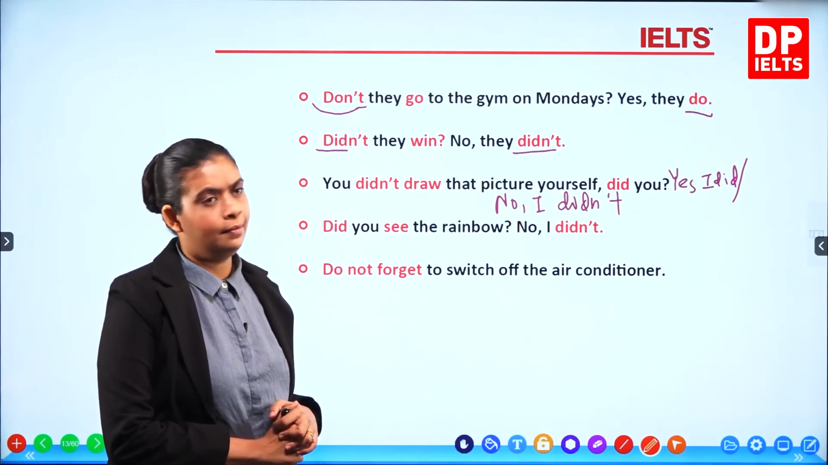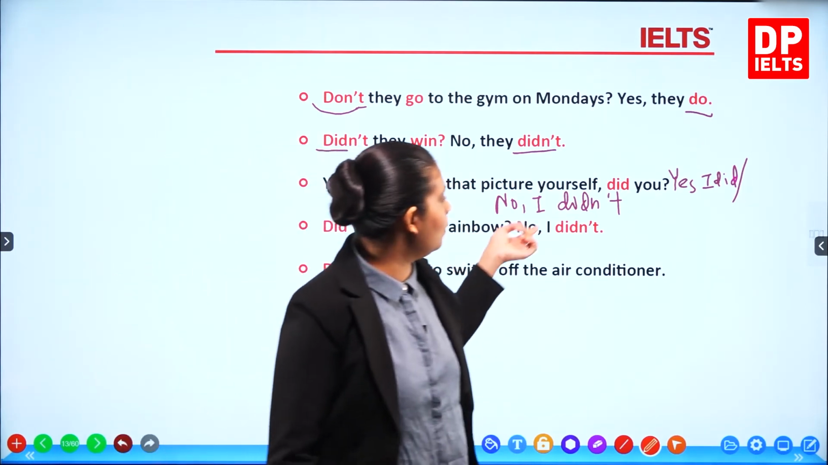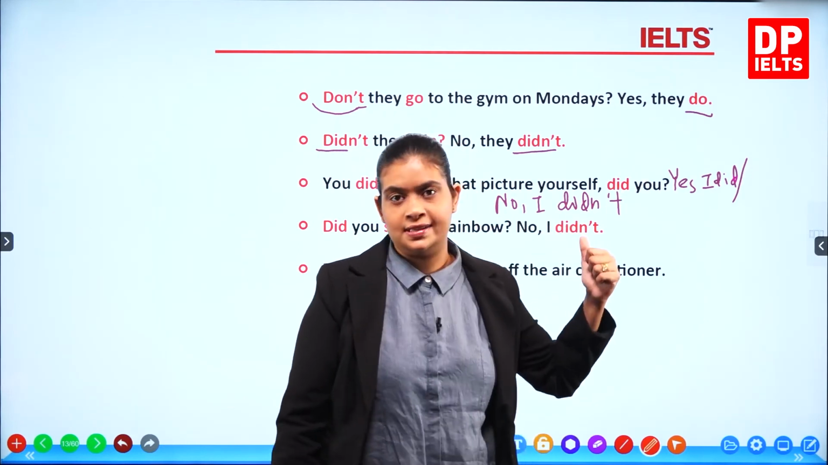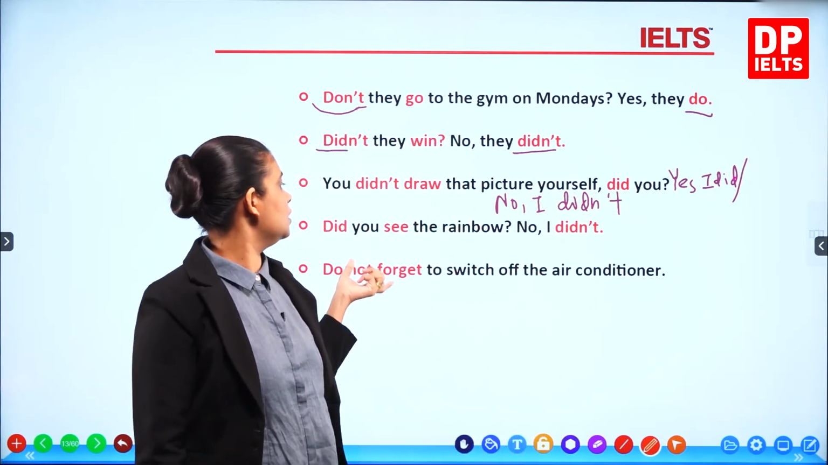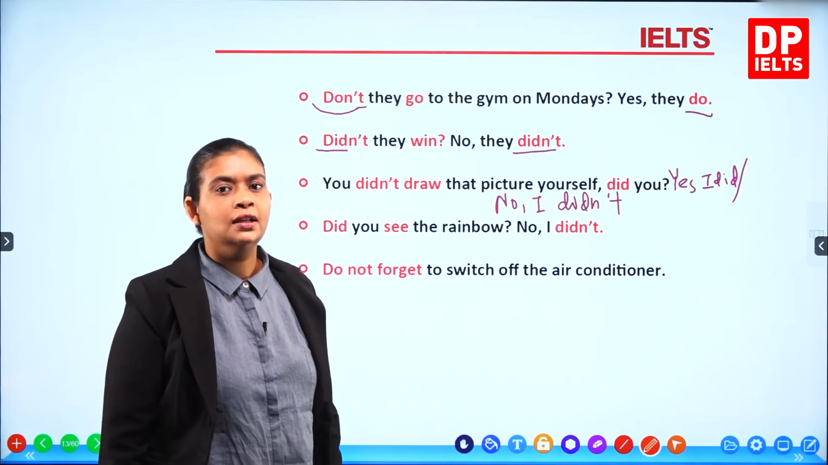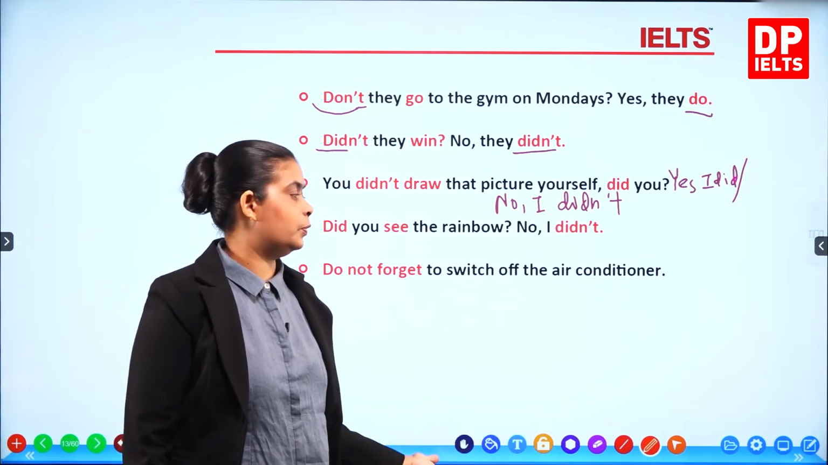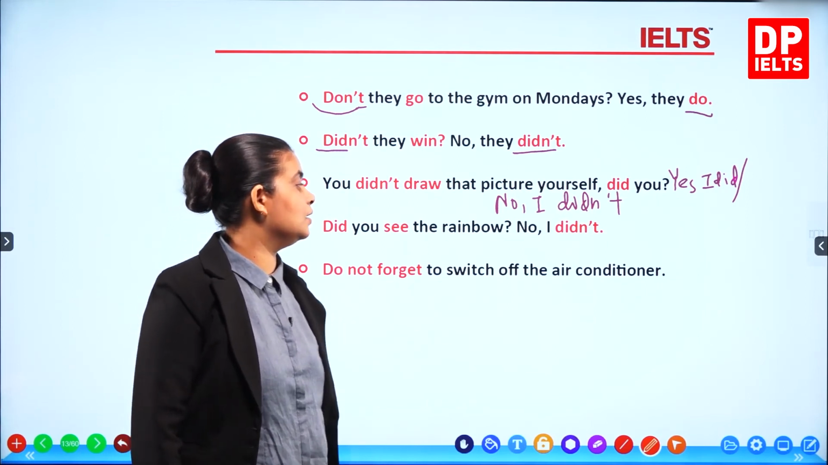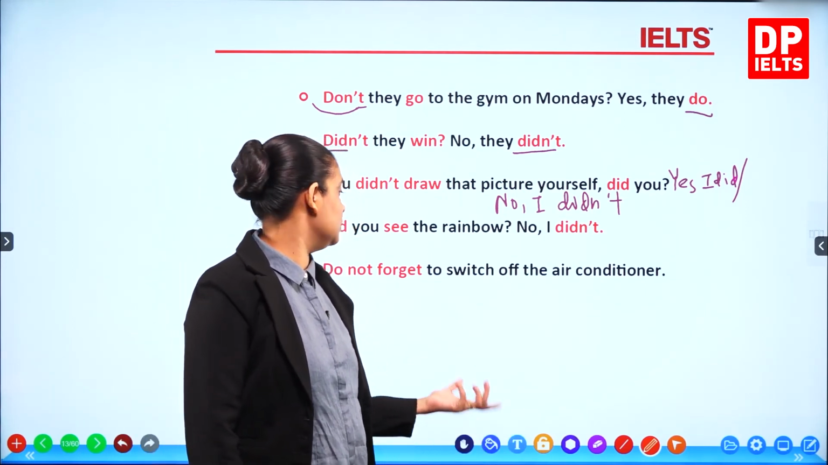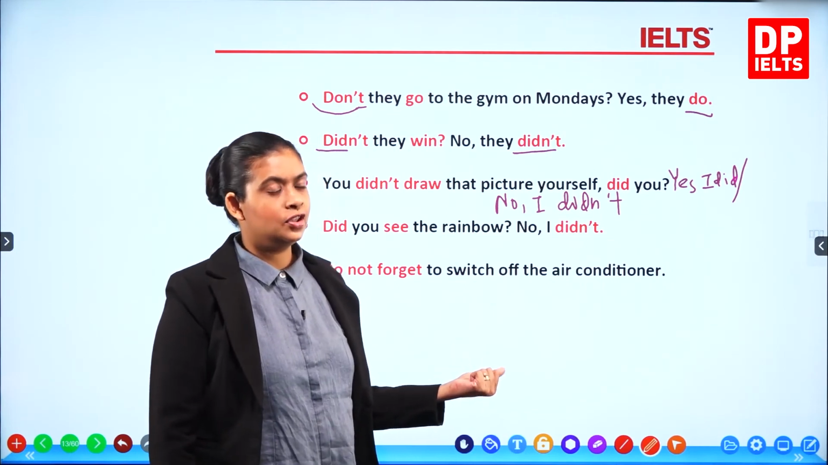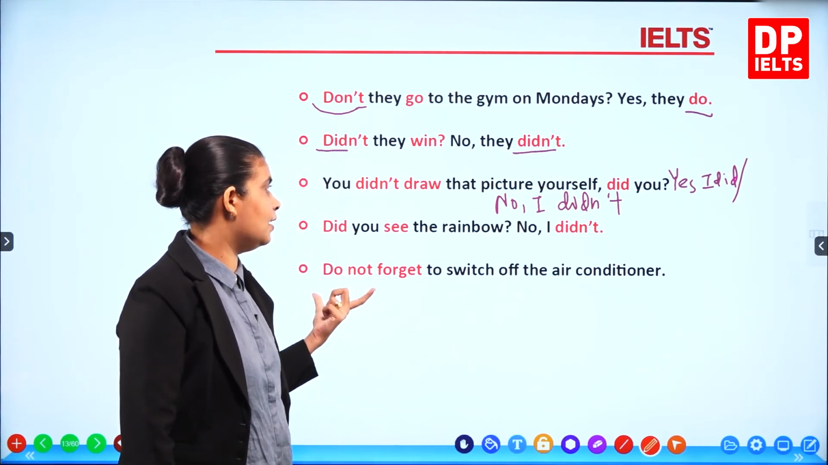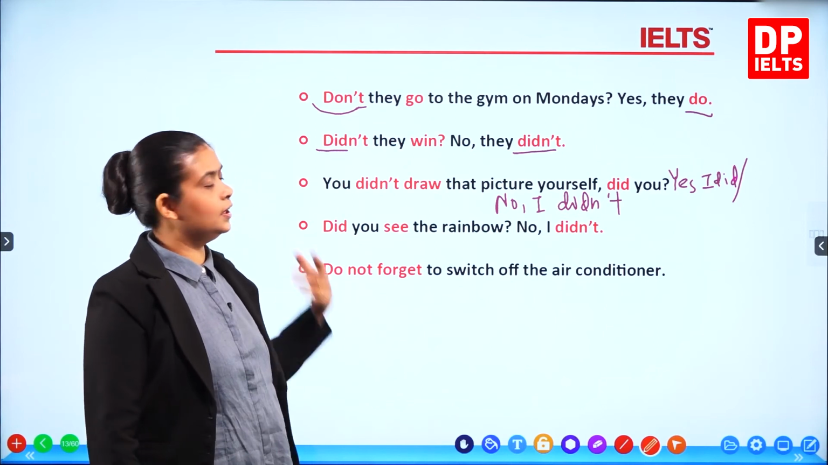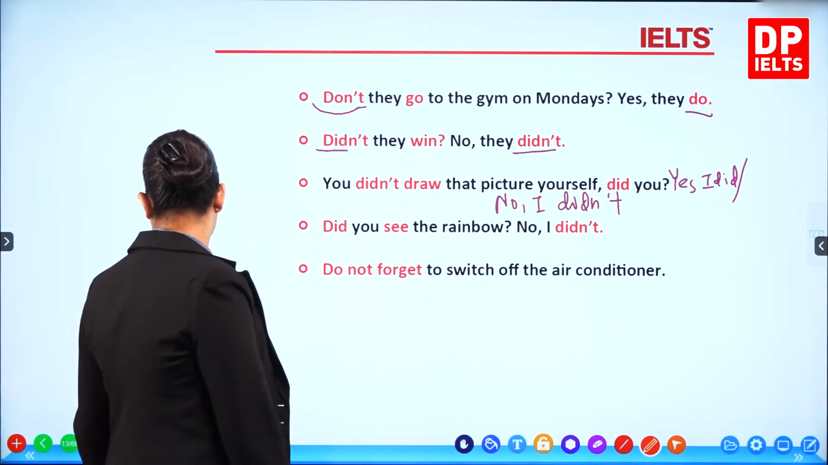You can say no, I didn't, or you can say yes, I did. Did you see the rainbow? You can say yes or no, right? Don't forget to switch off the air conditioner, or we say aircon, right?